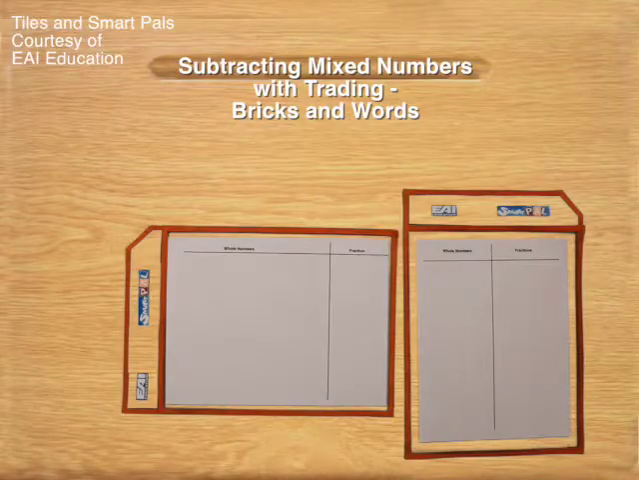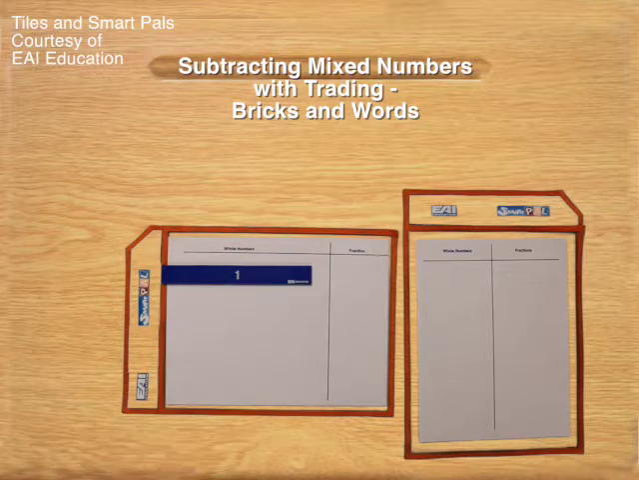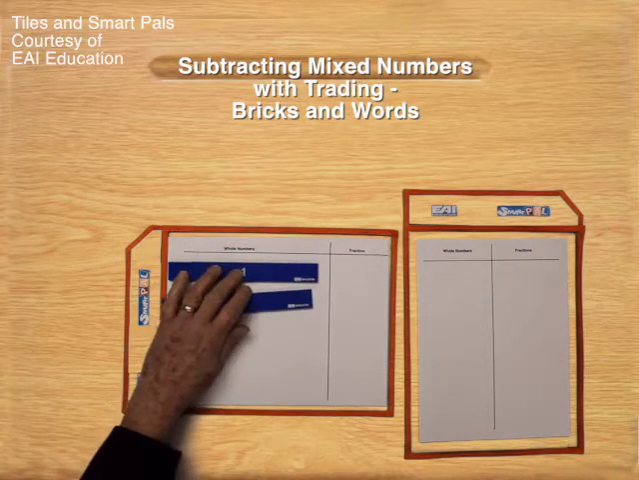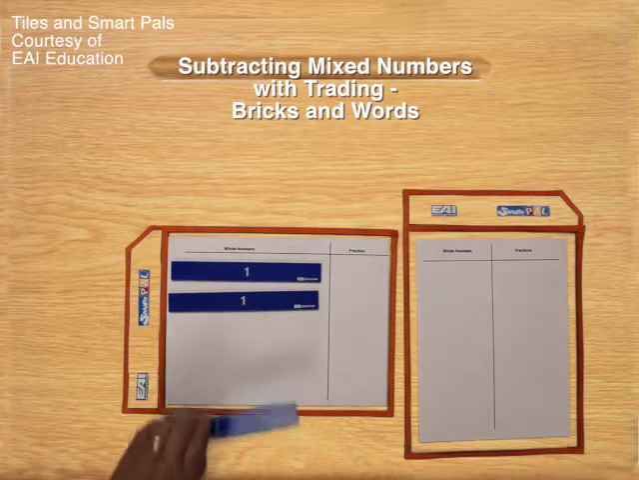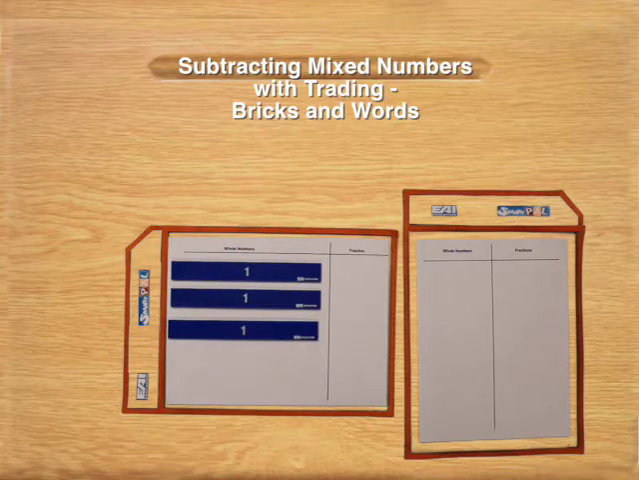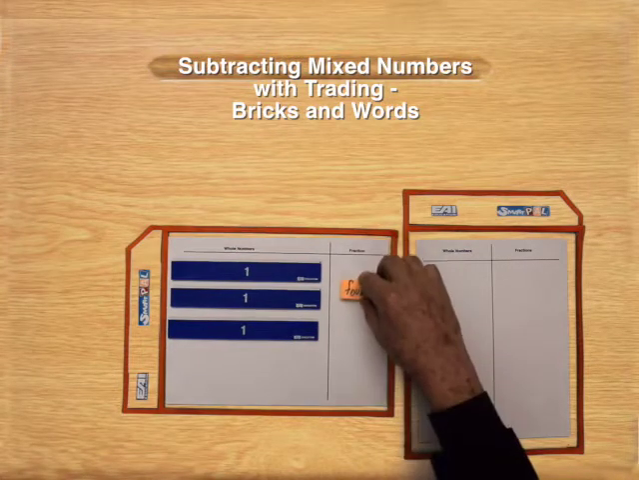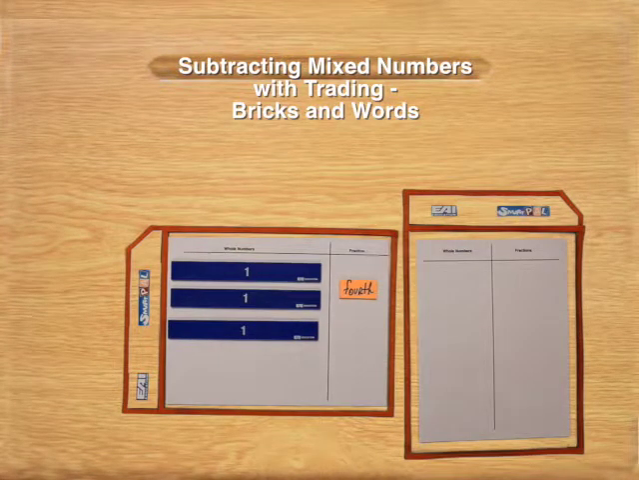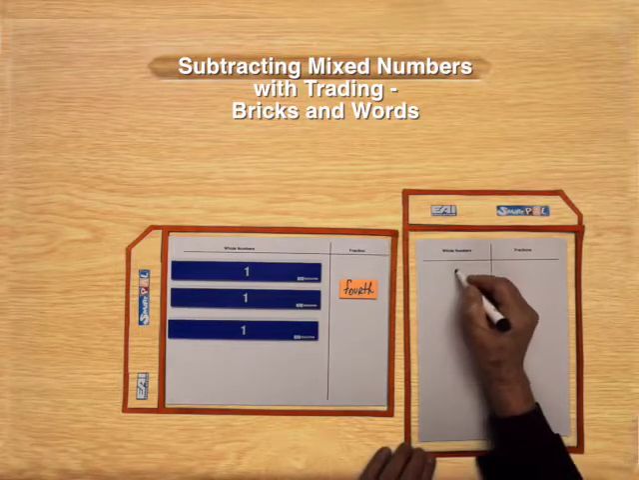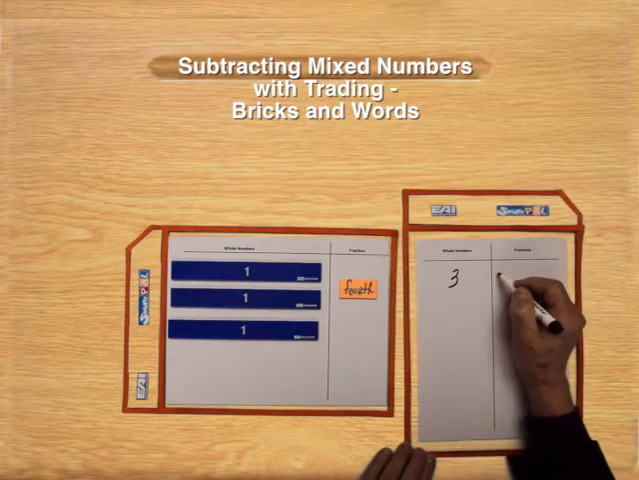We're going to look at subtracting mixed numbers, and we're going to start with the mixed number 3 1/4. And we're going to record 3 1/4. So we have 3 1/4.